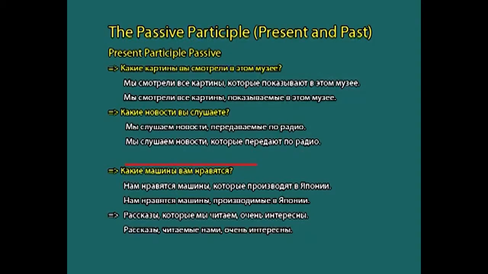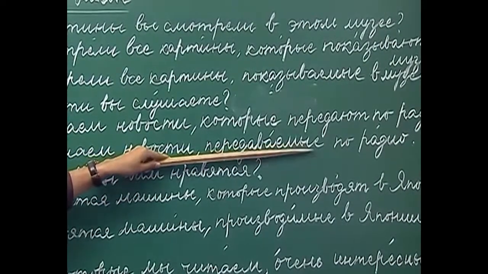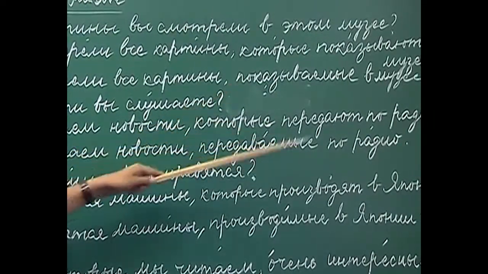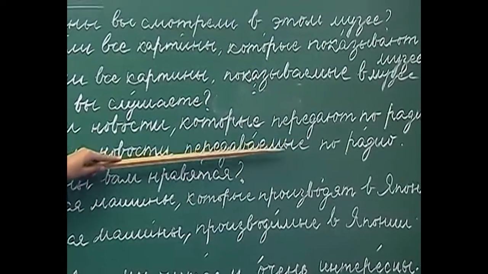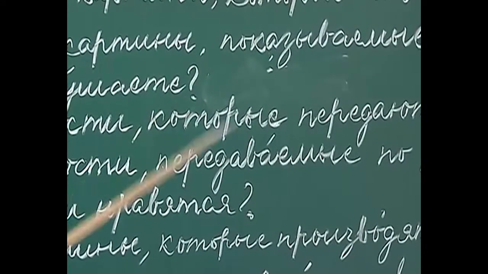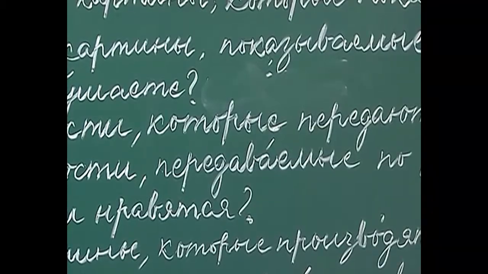Мы слушаем новости, передаваемые по радио. So here we are using the present participle passive. So which are being broadcast. Here the action is in the passive voice, that is why we are using the present participle passive, and the action is taking place in the present, that is why present tense.